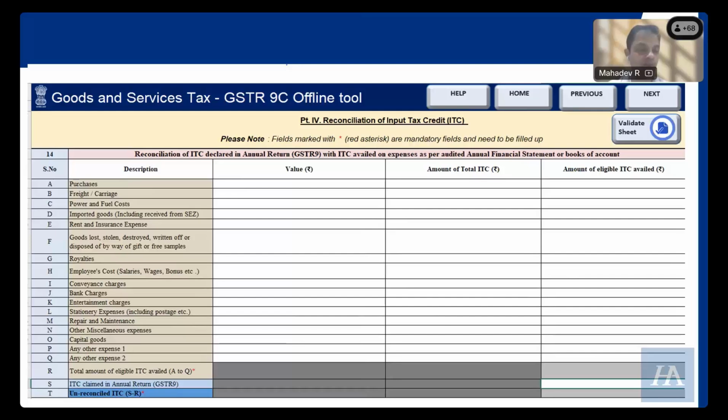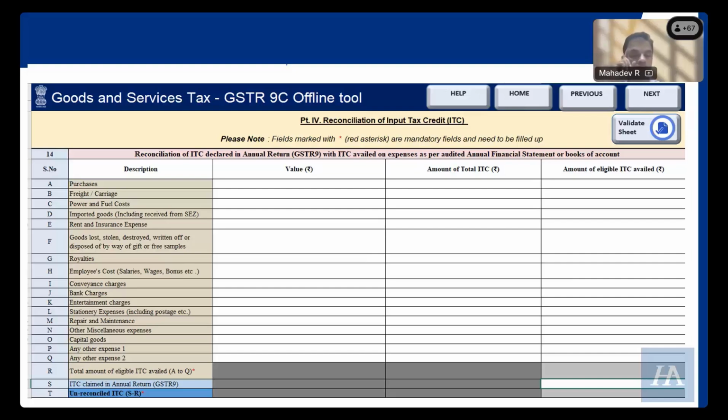So in this table, they want you to identify all the purchases, then corresponding ITC on purchases. Freight and carriage is separate, imported goods is separate, then royalty is separate, employee cost is different. So like this, there are multiple breakups according to which we need to identify the amounts with the credit amount.